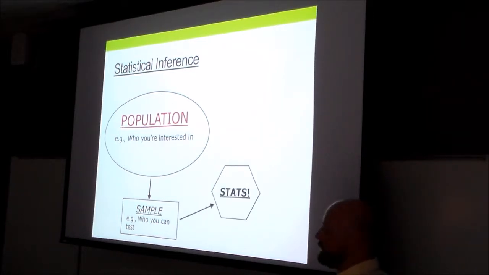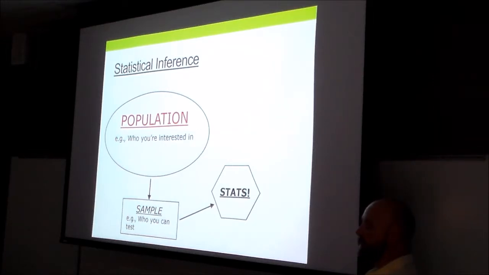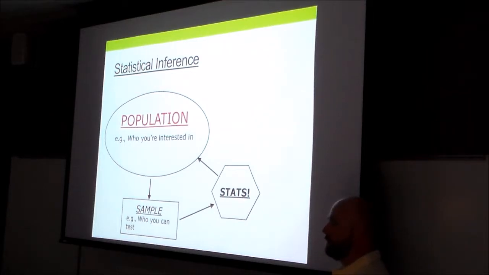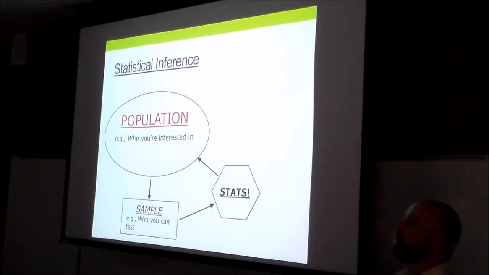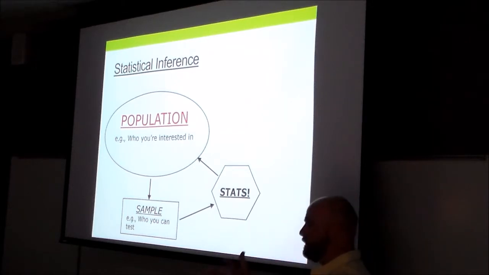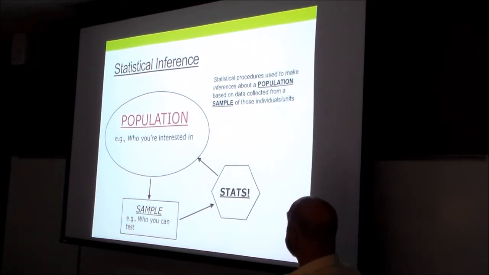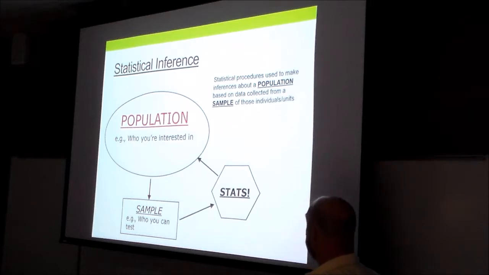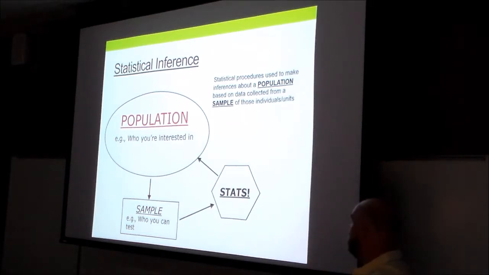And then what we do with that sample is we run some statistics on that, right? We run our tests, look at our correlations, whatever our analysis is, and then what we want to do based on these statistics is make some inference about the population. This is who we're interested in. We can't get all of these people, so we get a subset. We run some tests on that subset, and the goal is always to learn something, make some inference about some process or phenomenon within the population. Our statistical procedures are used to make inferences about the population based on data collected from a sample of those individuals.